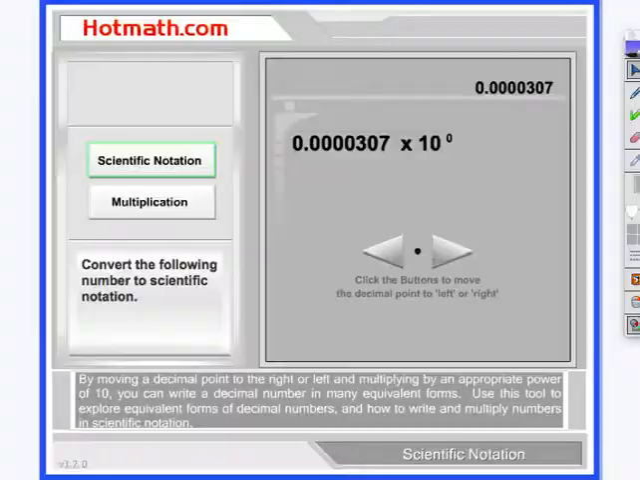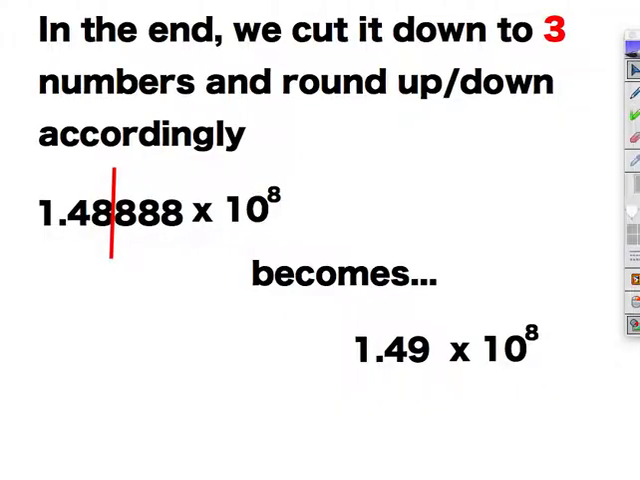And that's pretty much what scientific notation is. So again, we're going to take the decimal from wherever it is, bring it to the first number, and then round to the hundredth. All right. We'll go over some more examples in class just so that you have a really good understanding of this.